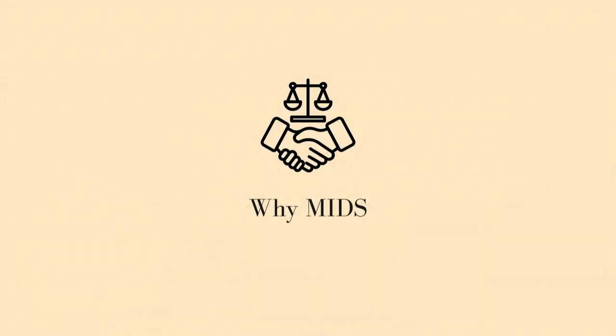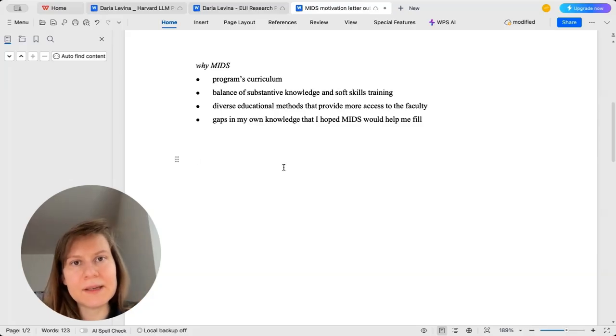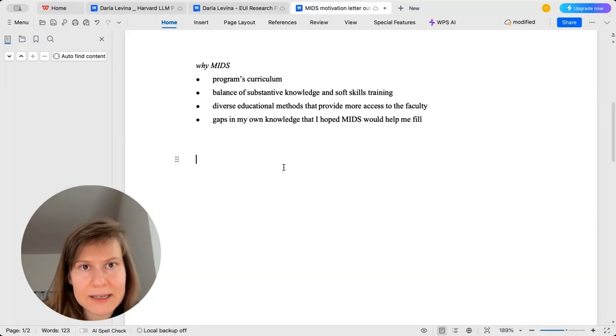Then the section about why MIDS. Here I had a multi-part argument that first talked about the program's curriculum that attracted me. Specifically, I talked about how MIDS combined teaching the substantive knowledge of arbitration and soft skills that pretty much every arbitration lawyer needs. I also talked about diverse educational methods that provided more access to the faculty. What I meant here was as follows.